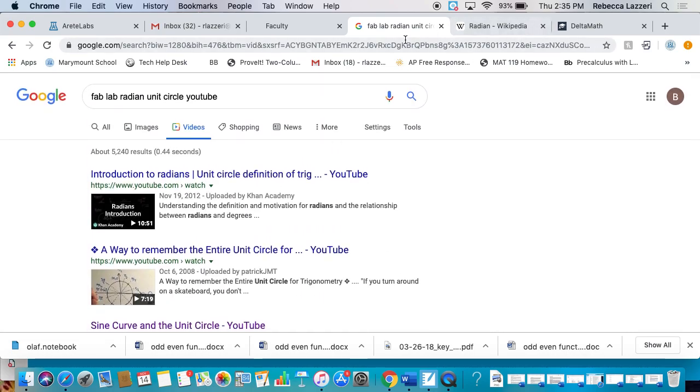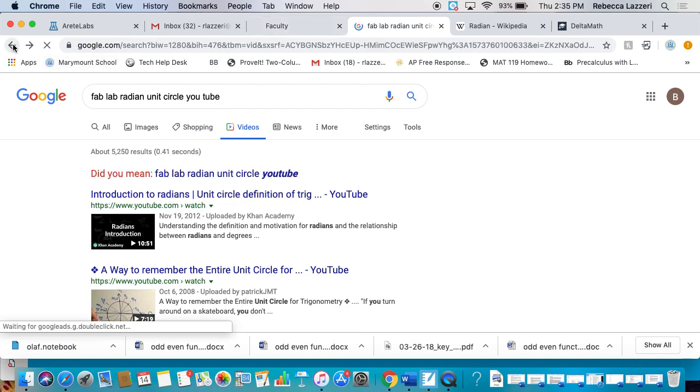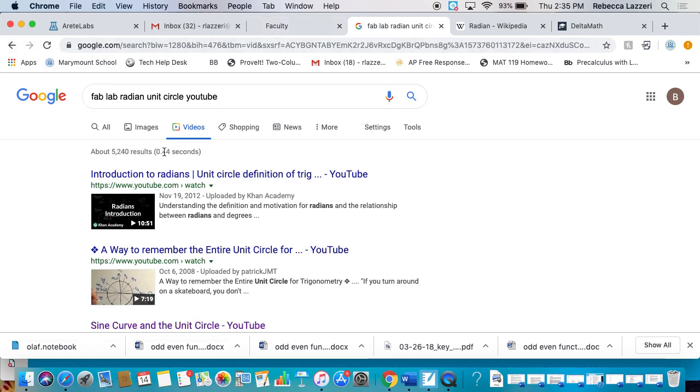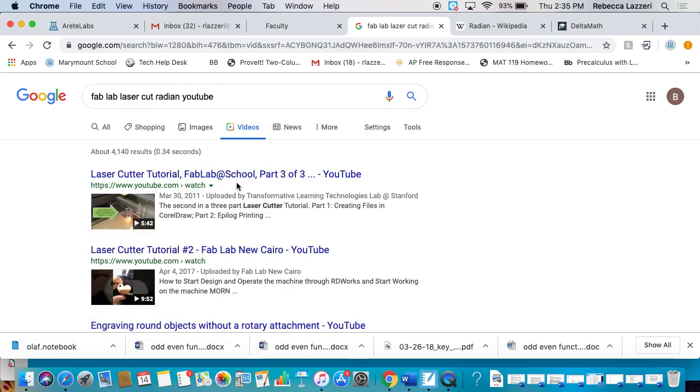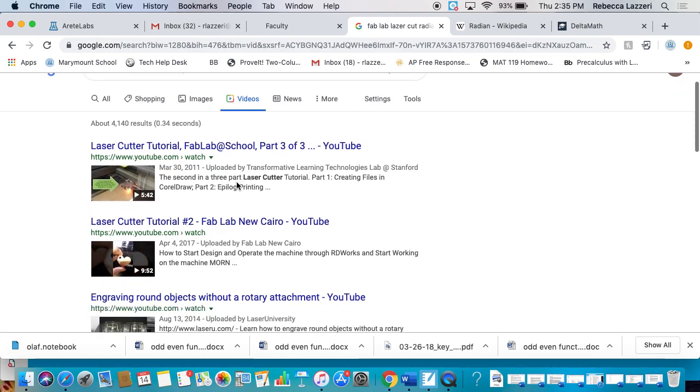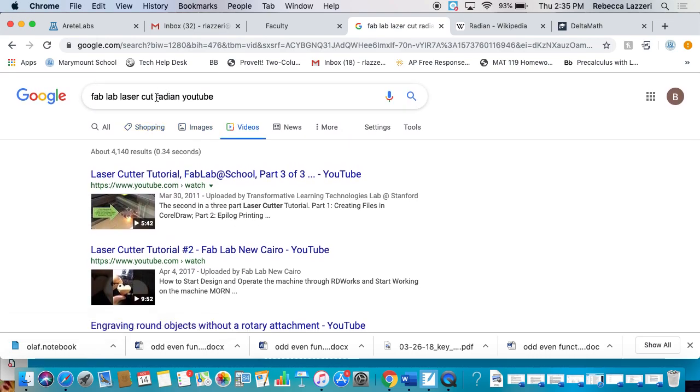Okay. I think you get the idea, though. Let me go to unit circle. Did Mr. Deck put it on a social media platform? It showed the whole thing last time I pulled it up. Let's see, laser cut unit circle. Fab lab at school. I think you should, if you typed in laser cut unit circle.